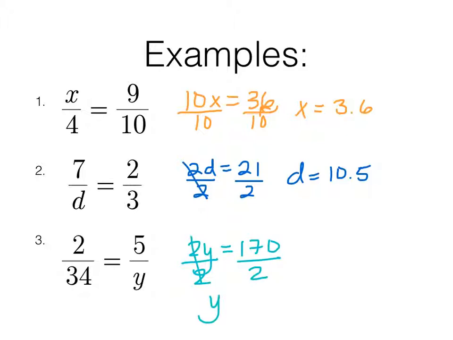Dividing by 2 leaves me, well, half of 100 is 50, half of 70 is 35, 50 and 35 is 85. So y equals 85. And you can double check your math by going back and cross multiplying. Don't go back and write anything here.